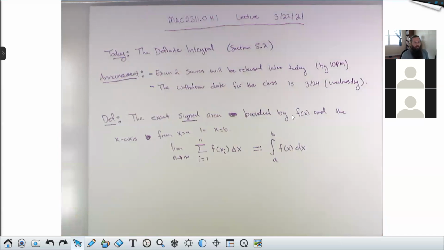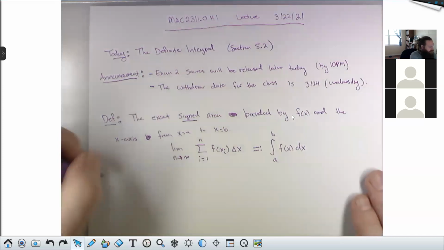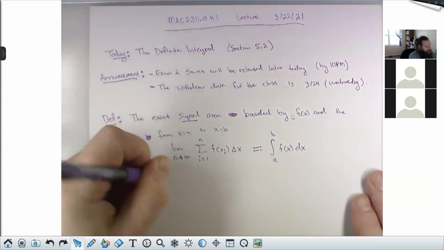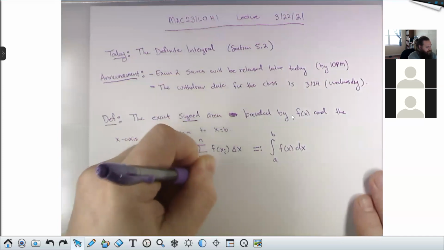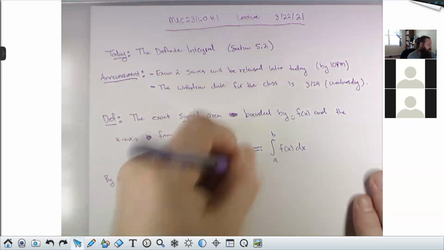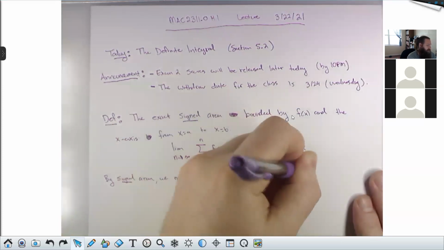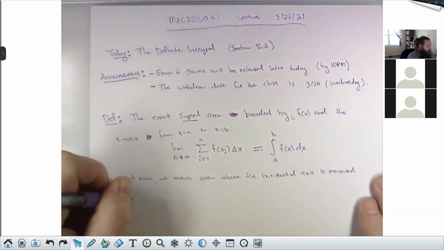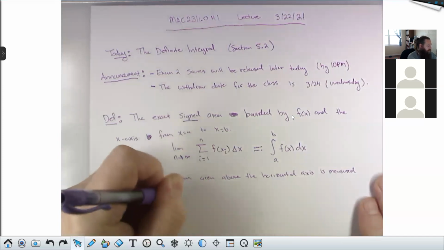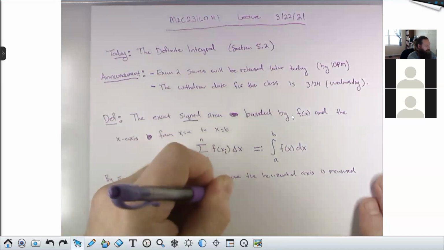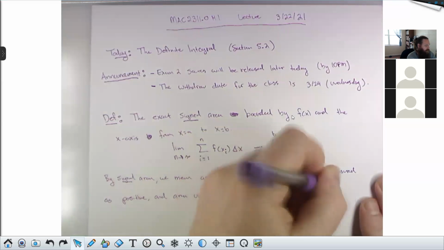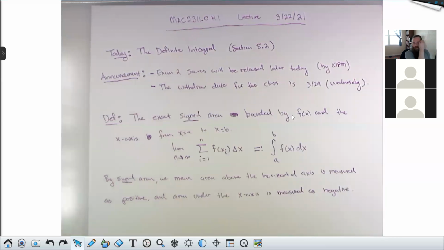So what do we mean by signed area? I want to talk about that a little bit, and then let's see what sort of properties this thing has. By signed area, we mean that area above the x-axis, or above the horizontal axis, is measured as positive, and area under the x-axis is measured as negative. That's what the word signed means.